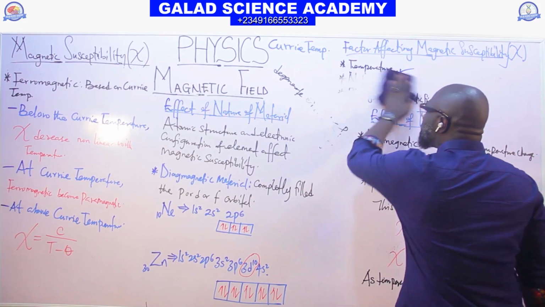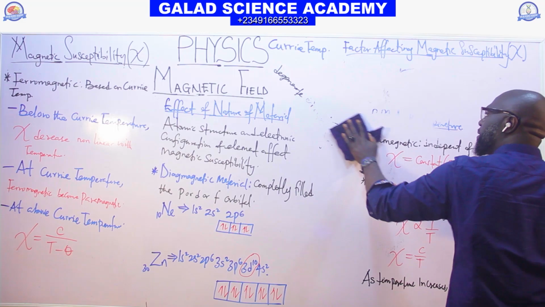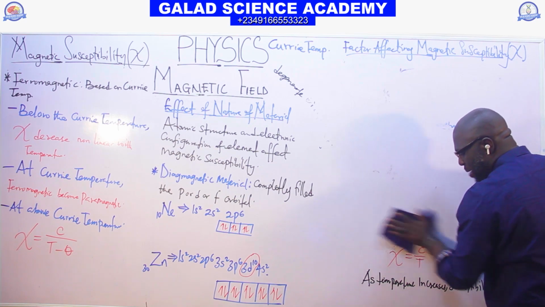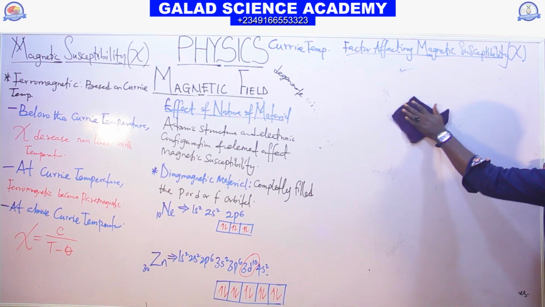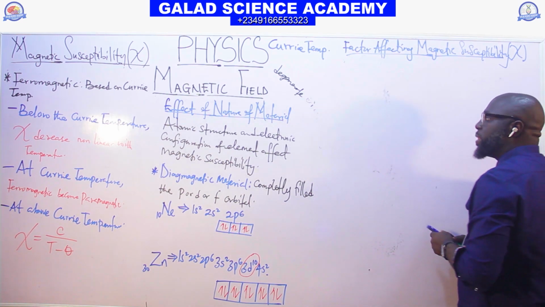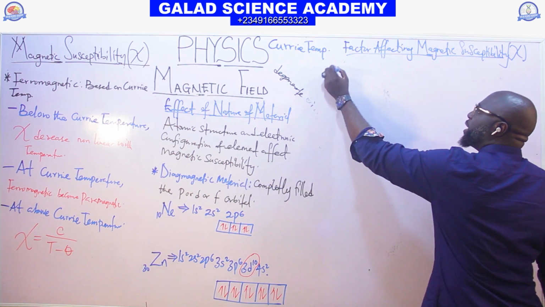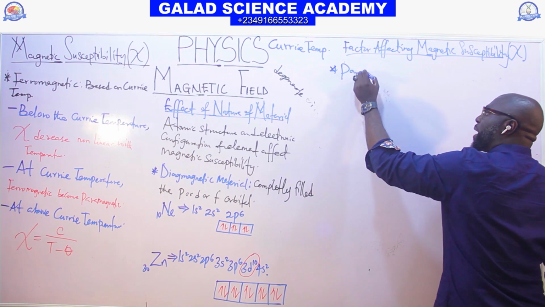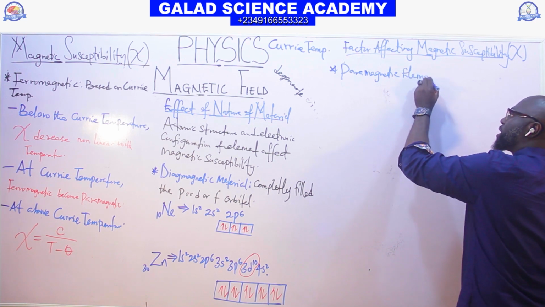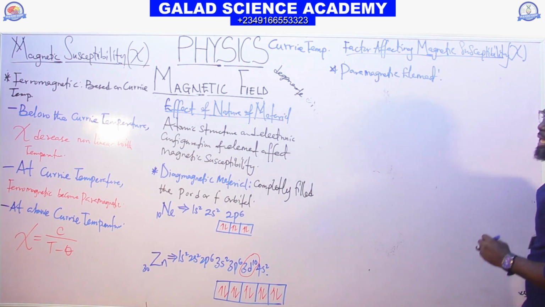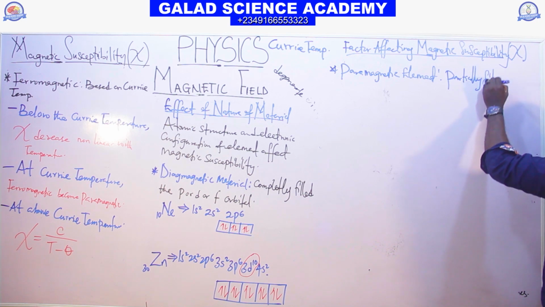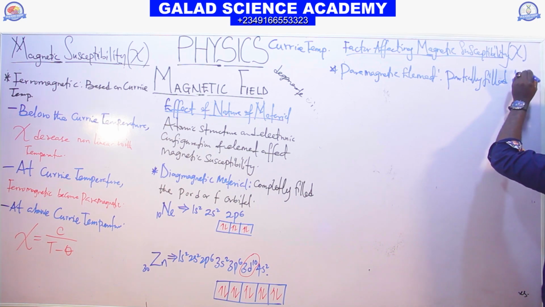So the next one, let me check for the paramagnetic elements. They are the elements that are partially filled. If it is completely filled, it is diamagnetic. Paramagnetic elements or substances are partially filled in the orbital.